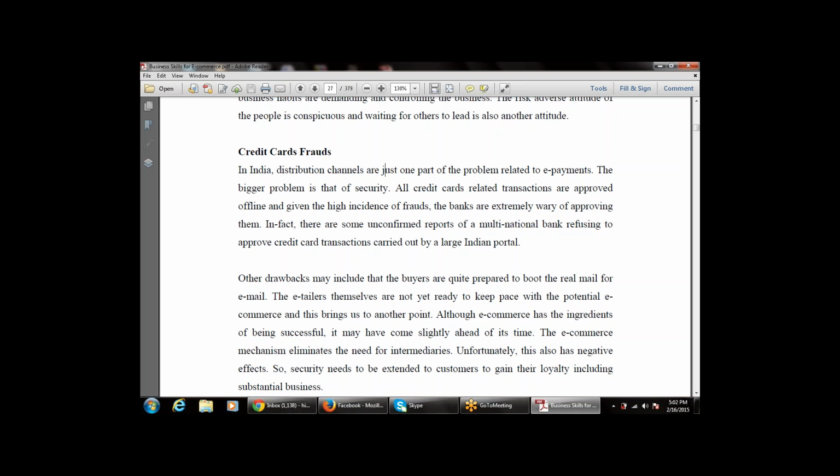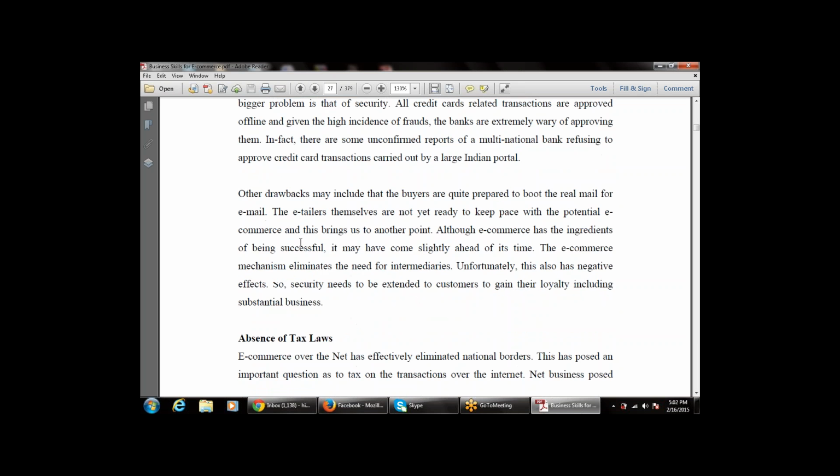Another drawback may include that buyers are not quite prepared to trade the real mail for email. The e-traders or e-tailers themselves are not ready to keep pace with the potential of e-commerce. In most cases, there are some credit card frauds. The e-commerce mechanism eliminates the need for intermediaries. Unfortunately, this also has a bad impact, when there is no communication or no mediator in the transaction. That also has a negative impact. So security needs to be extended to the customer to gain their loyalty.